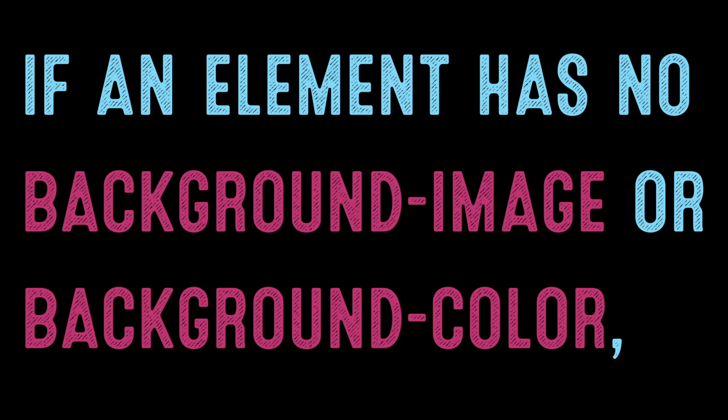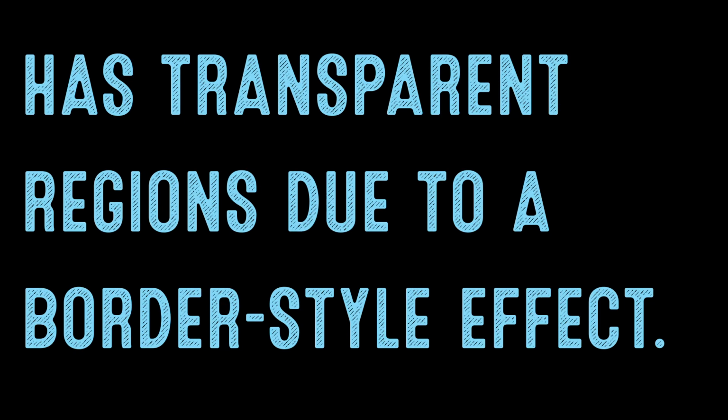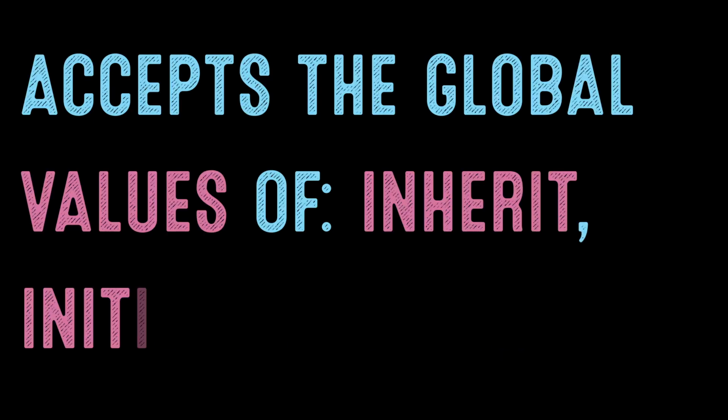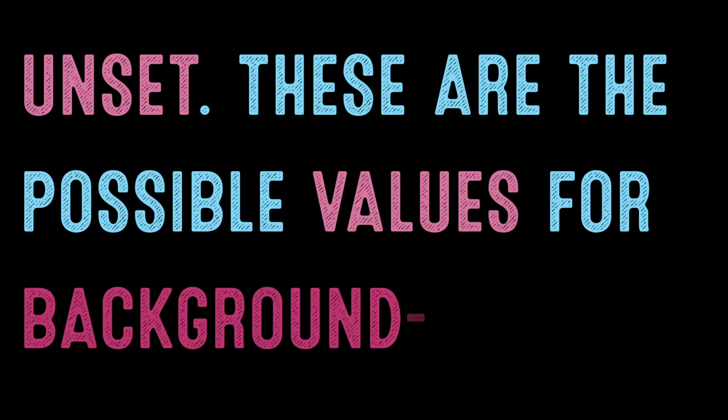If an element has no background image or background color, background clip effects will only be visible if the border has transparent regions due to a border style effect. Like other properties, background clip accepts the global values of inherit, initial, revert, and unset. These are the possible values.